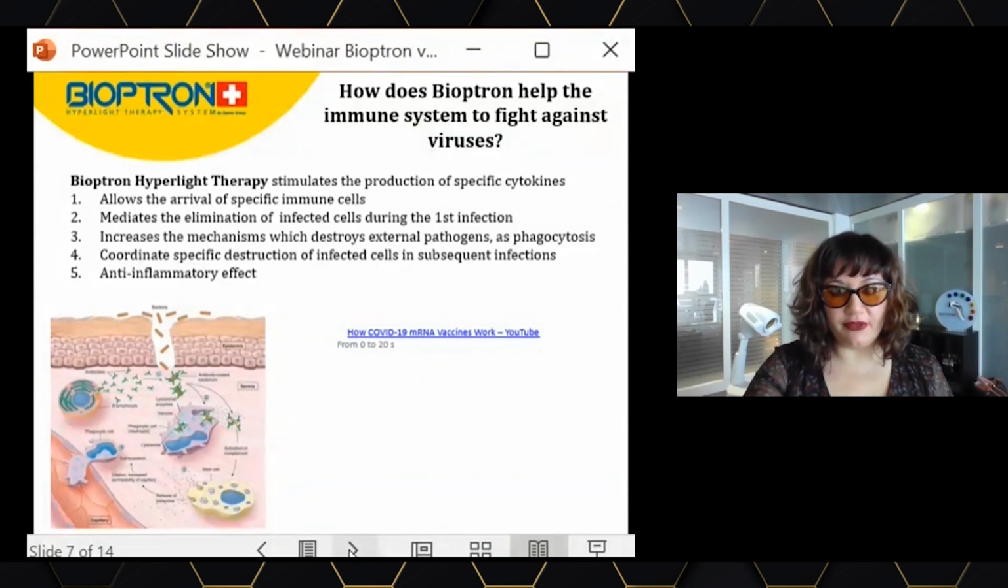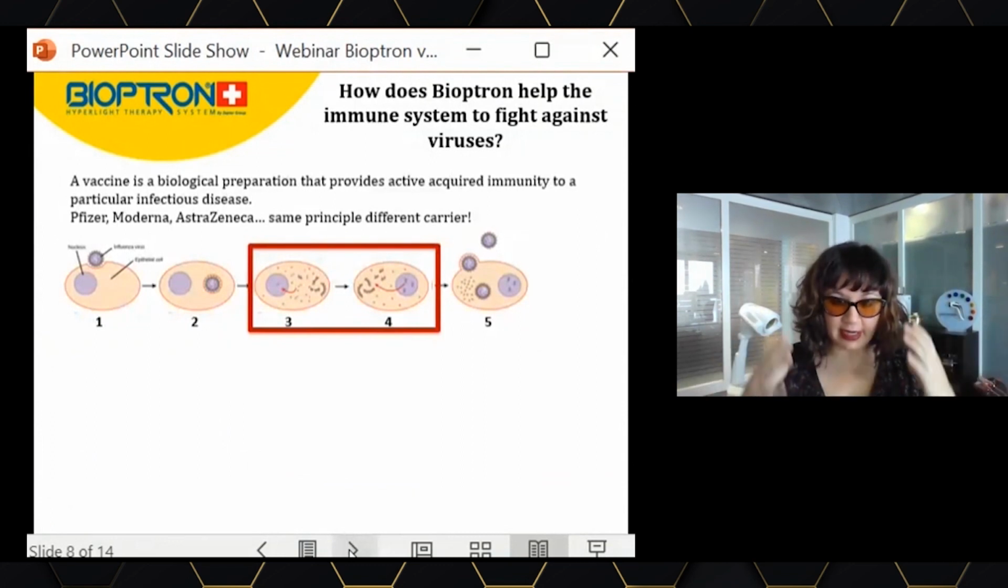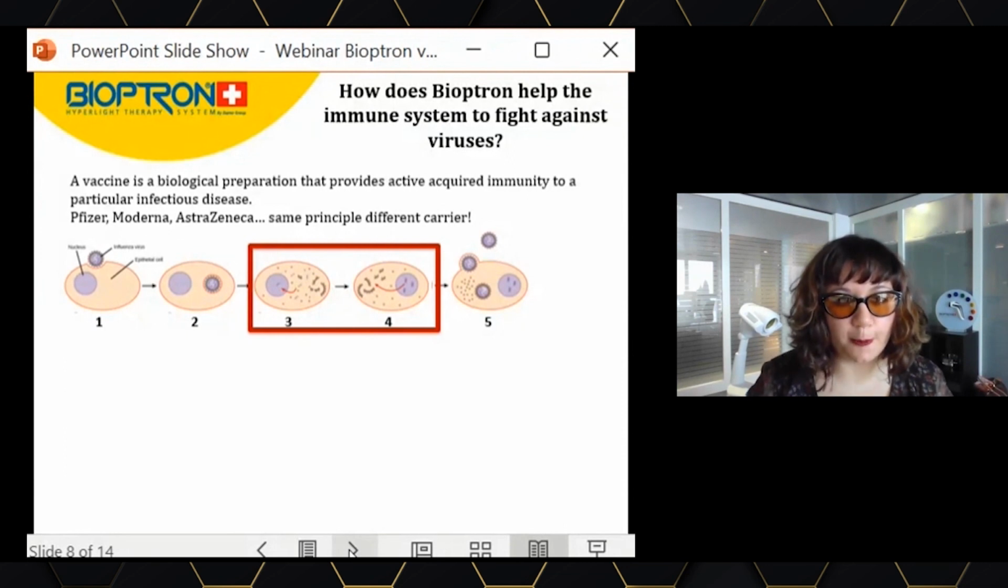So now you have understood how Bioptron can help you during the viral infection at different steps, boosting your immune system and helping your defense system to fight against this virus.